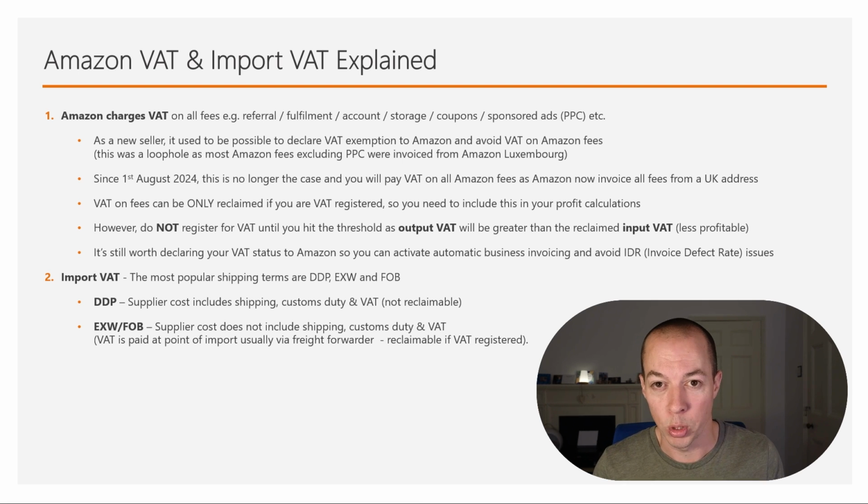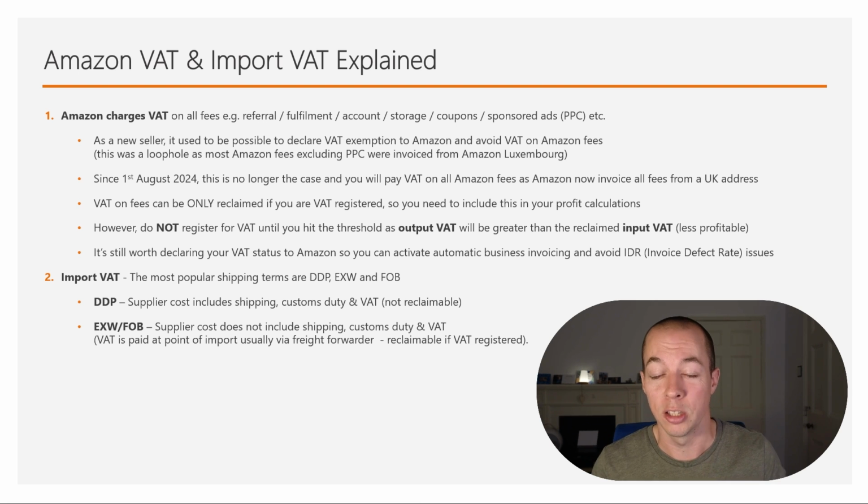If it's EXW, the supplier will literally just make the goods, and then it's your responsibility to arrange for a freight forwarder to go and get those goods from the supplier, get them to the port, and then get them to the UK. But from a VAT perspective, you will pay it at the same time. You will usually pay the VAT when the goods arrive or are close to arriving at a UK port, and then your freight forwarder will invoice you for the VAT. So that is the difference between DDP and EXW FOB.